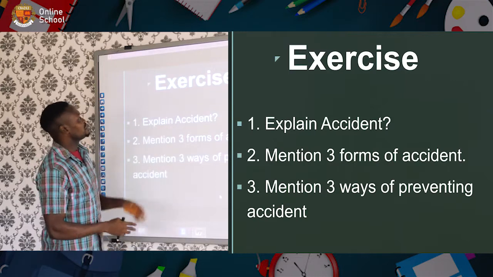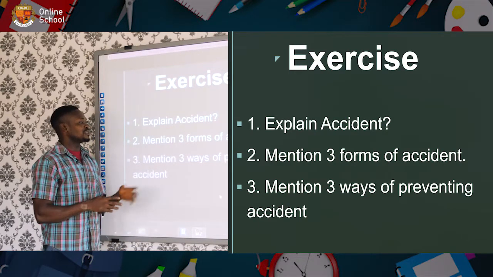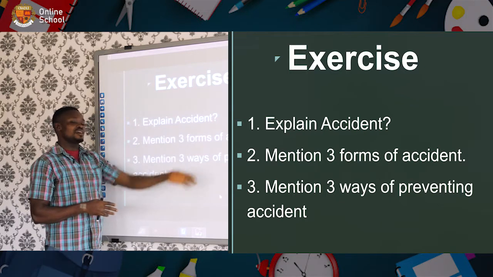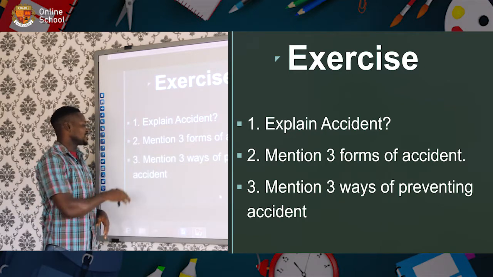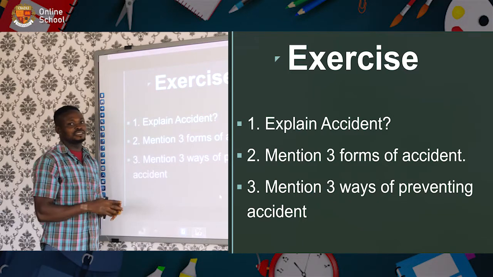Now, this is your exercise. Number 1, explain accident. Number 2, mention 3 forms of accidents, any one of your choice. Number 3, mention 3 ways of preventing accidents.